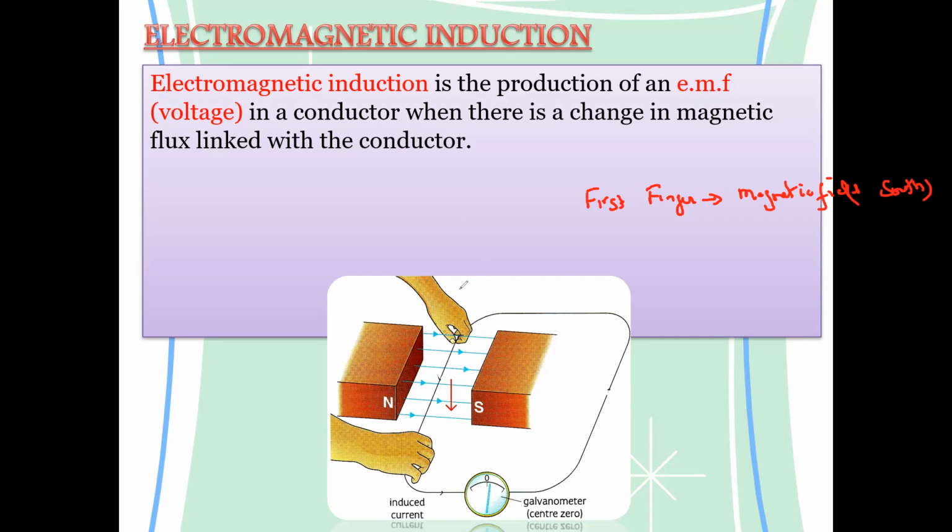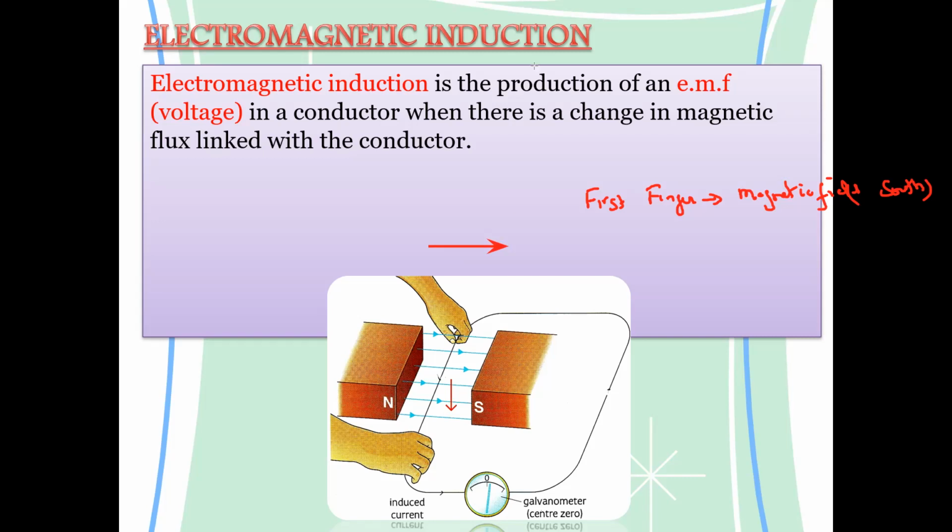So as you can see in this figure, where the south is, it is towards the right hand side. So your right hand index finger should point towards the right hand side. That is the first thing. So try to align your right hand index finger towards the right hand side, towards the south.